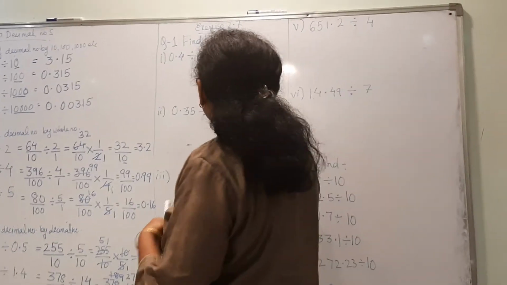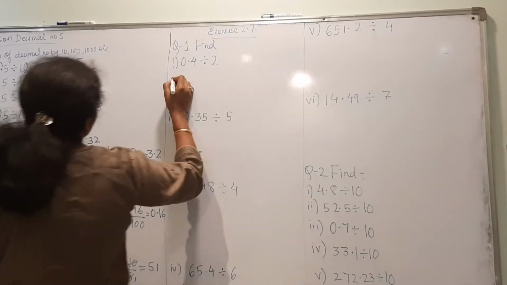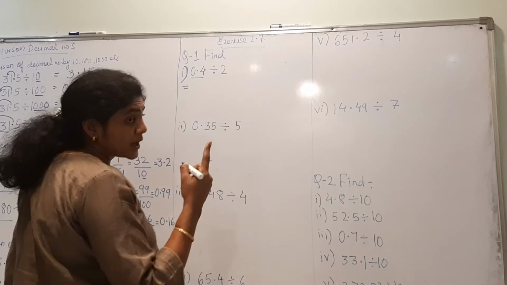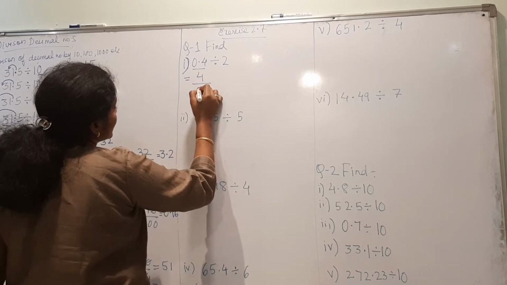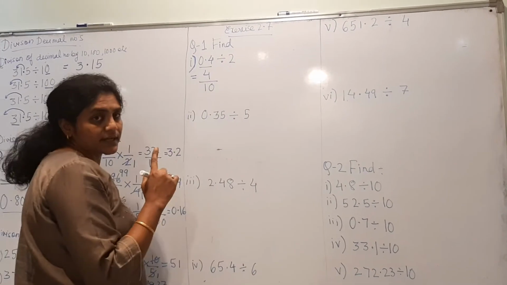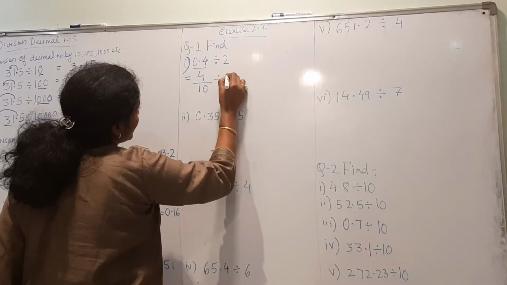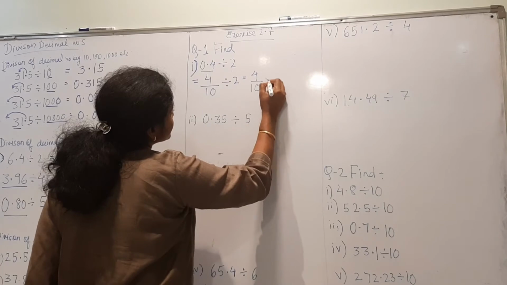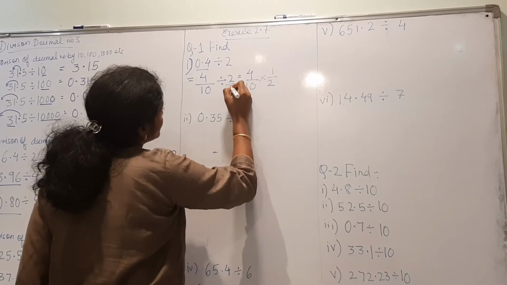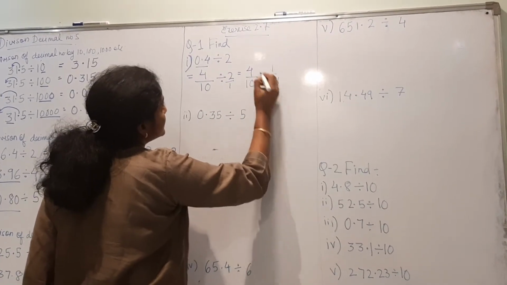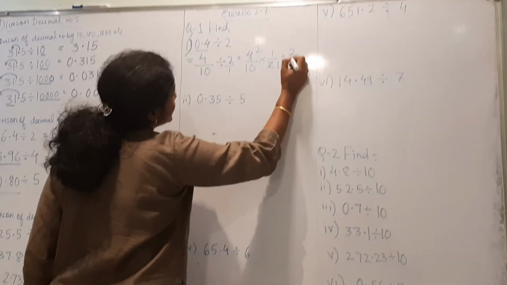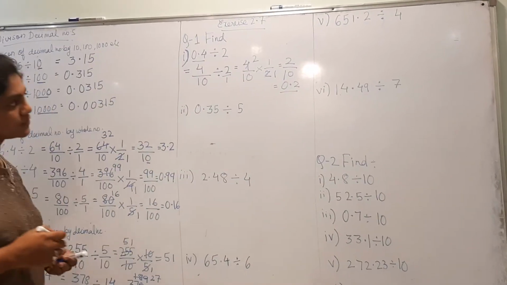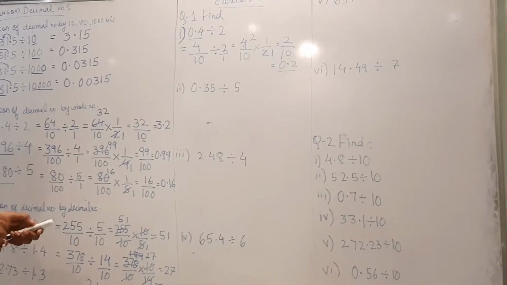Now, 0.4 divided by 2. How you can write 0.4 divided by 2? 0.4 how you can write? 4 divided by 10. Before one digit it is placed. Divided by 2. So, division of fractions, 1 by 2. Take the reciprocal. So this will be 2 by 10 or 0.2. Easy. Now second one.